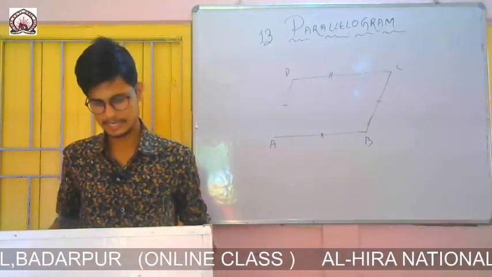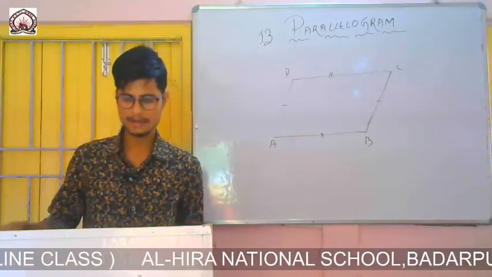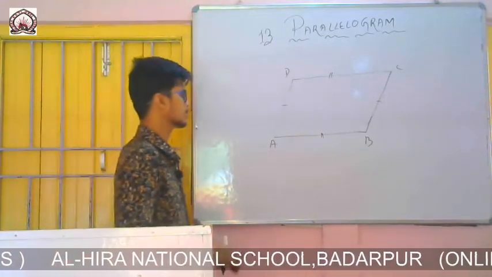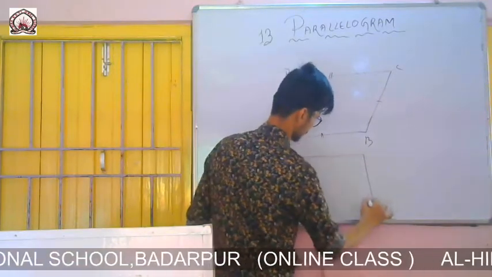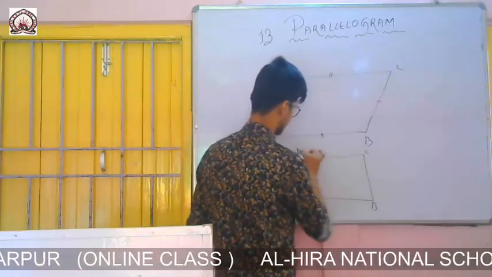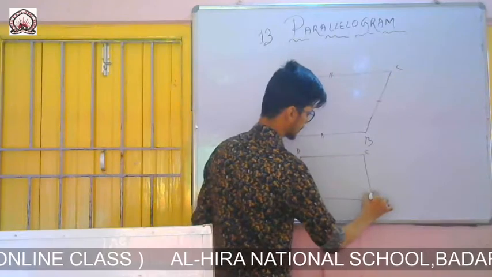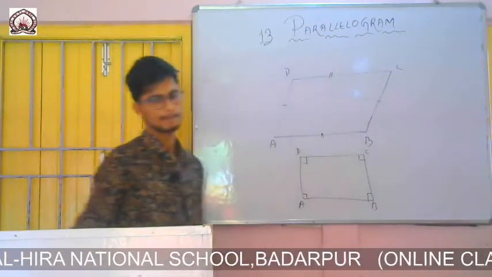Then comes the rectangle. A rectangle is also a parallelogram in which all four angles are right angles. It is a rectangle A, B, C, D. In this case you will find all the angles are 90 degrees. All the angles are right angles.